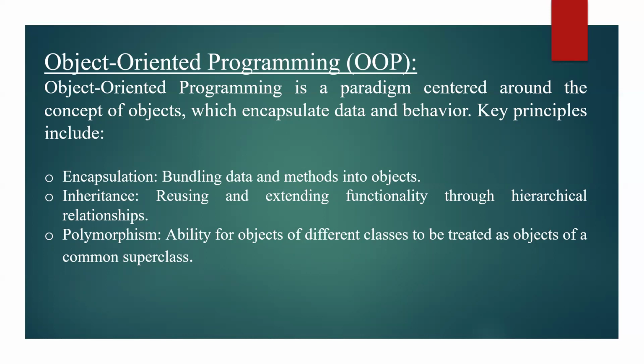In encapsulation, data and methods are bundled into objects. In inheritance, functionality is reused and extended through hierarchical relationships. Polymorphism is the ability for objects of different classes to be treated as objects of a common superclass.